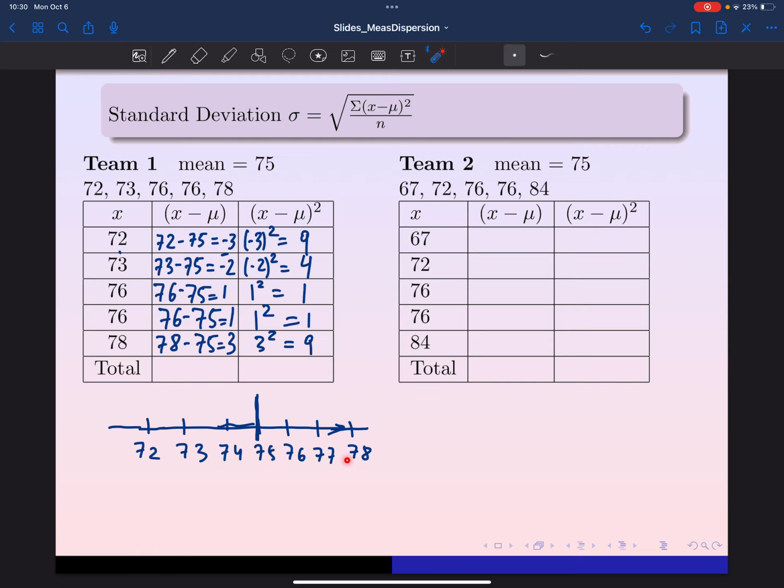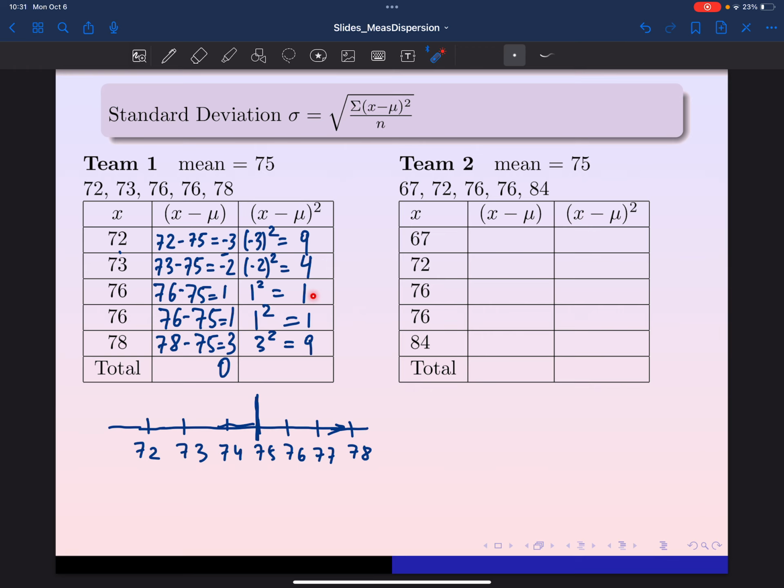Now, if we add all those values, we always should get 0, because we should have the same number to the left as to the right, because the average is right in the middle. Well, not necessarily, but the average value. So we should have the spread. So this is minus 3, minus 2 is minus 5, 1 plus 2, 1 is 2, plus 3 is 5. So the total value is 0. Now for the squares, we would add them because that's the summation right here. So we would add them together.